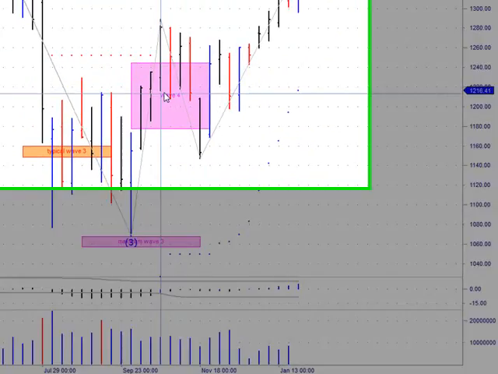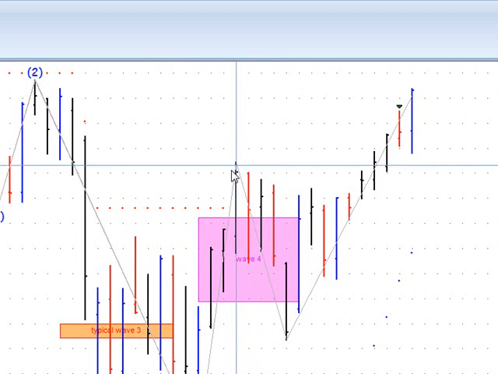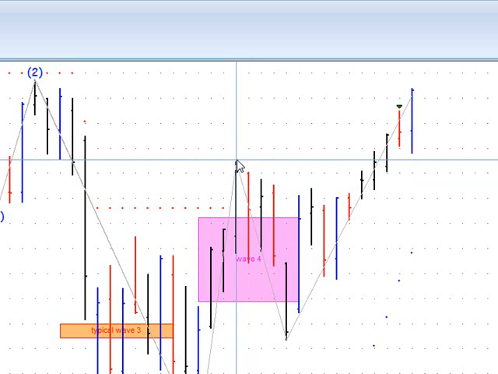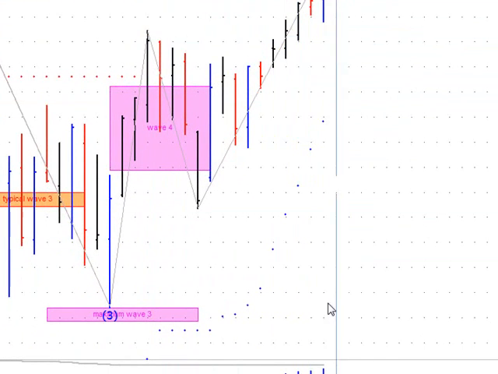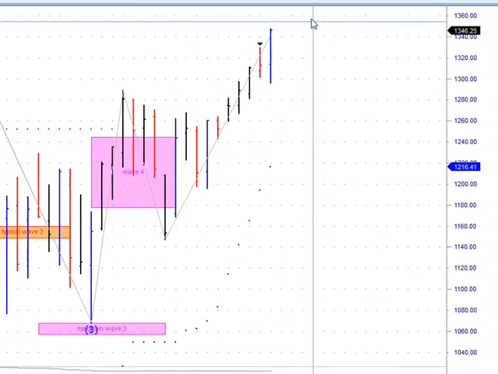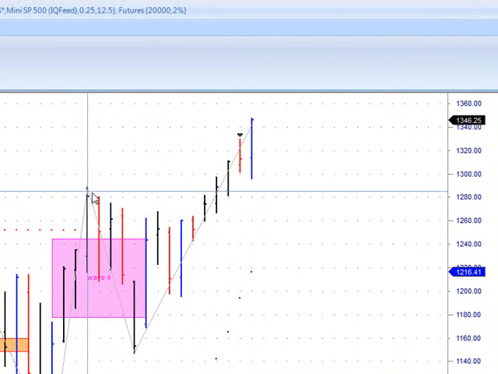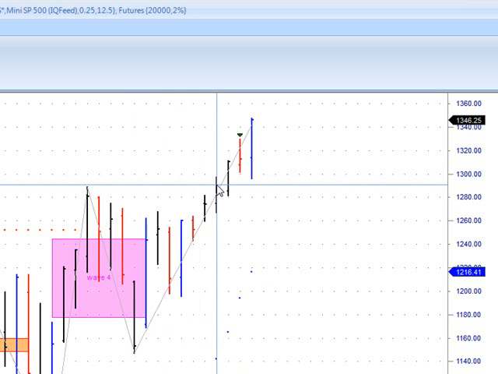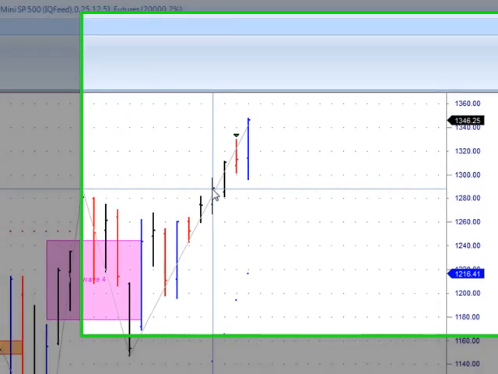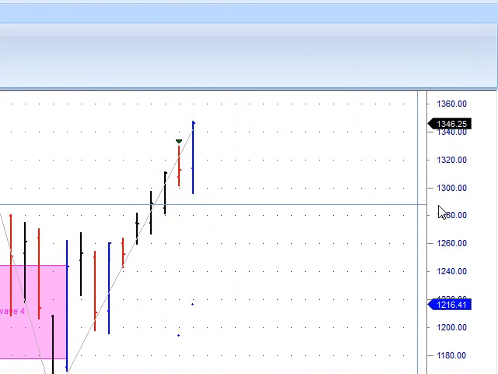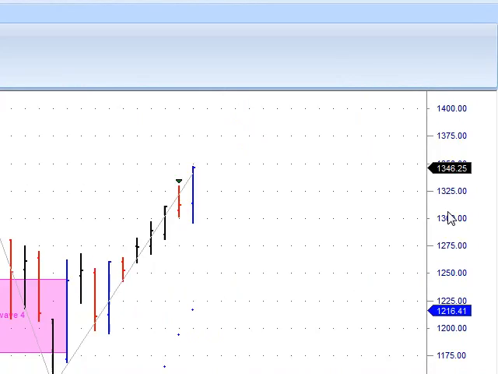Rallied into what would be wave 4, but we did get a close above that wave 4 area, and like I told you many weeks ago, if they took out 1289.25 in the S&P E-mini here, then basically we'd be canceling our downside targets and things would be more bullish. And you can see once they took out that high, basically the week of January 13th, it's been pretty much off to the races into earnings season here.